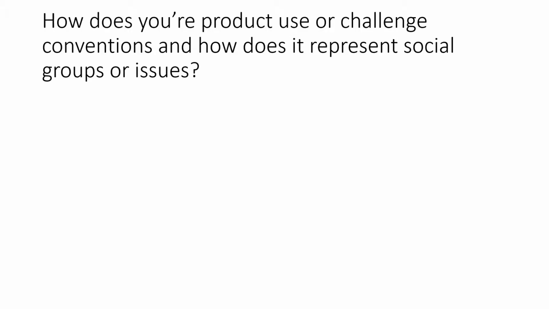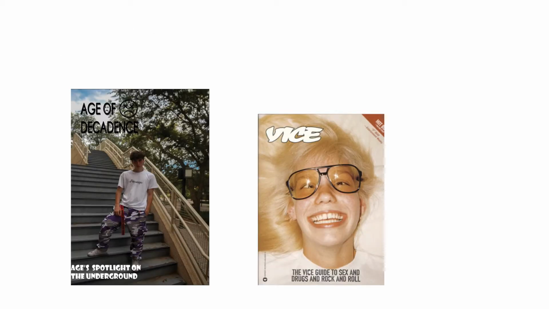To start off, my first question would be, how does your product use or challenge conventions, and how does it represent social groups or issues? Well, my product uses conventions of bizarre, in-depth photos with simple text of Age of Decadence. For instance, my magazine cover uses a photo of an edgy fashion teen at the bottom of the staircase as the central image, but this staircase has meaning because it shows how he's just starting in his career and will rise his way up to the top of the staircase. Additionally, the brand that he is wearing is his own brand, and that is the main focus of the magazine.